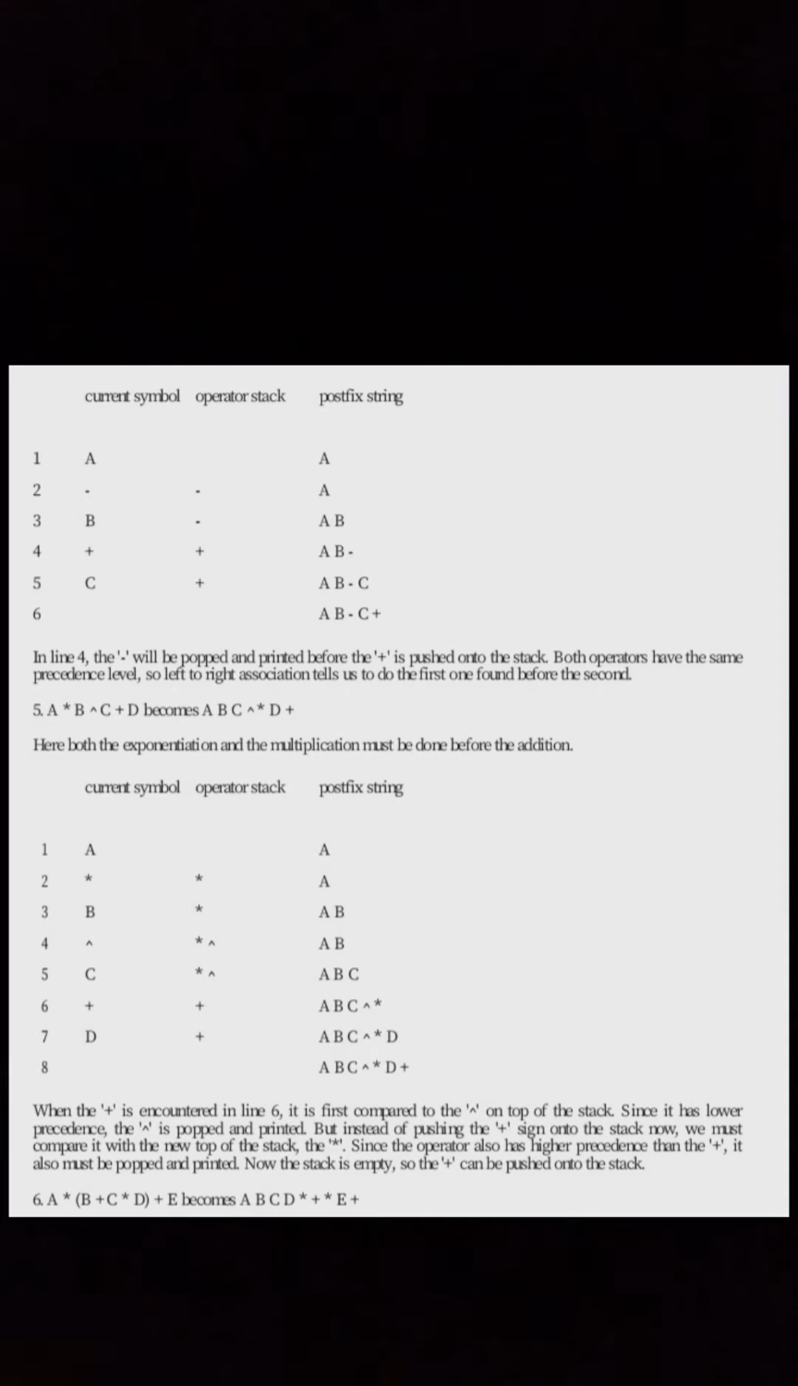Here both the exponentiation and the multiplication must be done before the addition. When the plus is encountered in line 6, it is first compared to the cap on top of the stack. Since it has a lower precedence, the cap is popped and printed, but instead of pushing the plus sign onto the stack, now we must compare it with the new top of the stack, the star. Since the operator also has higher precedence than the plus, it also must be popped and printed. Now the stack is empty, so the plus can be pushed onto the stack.